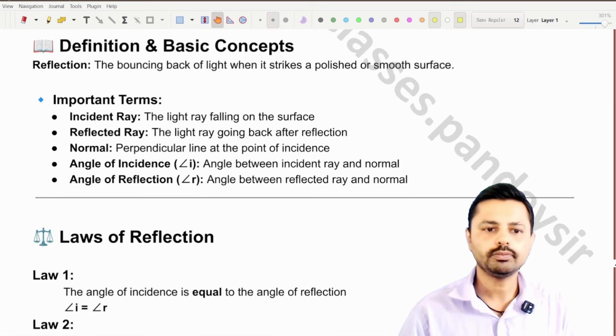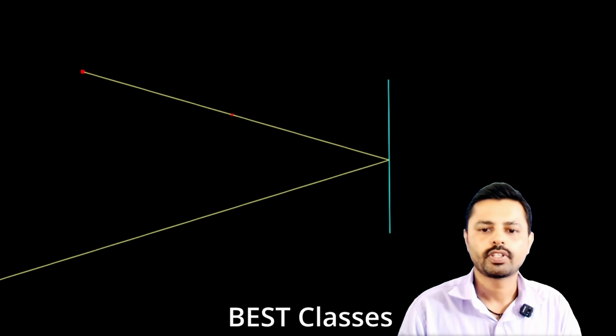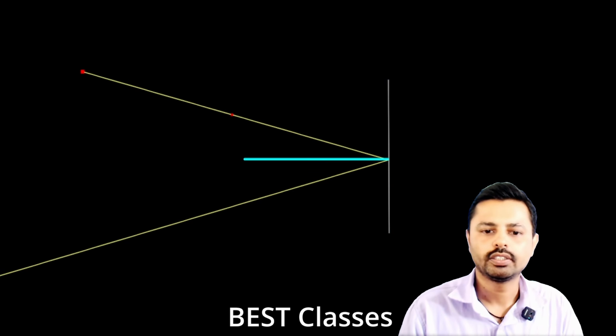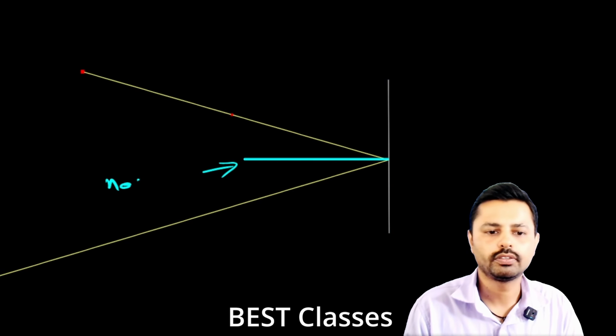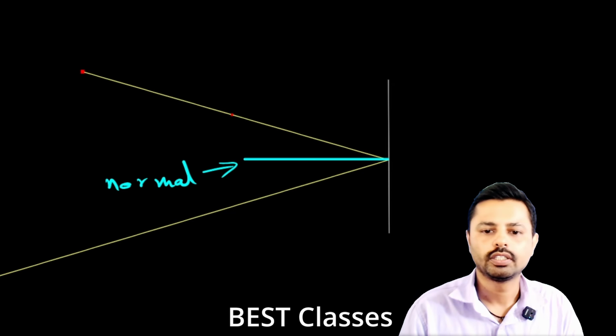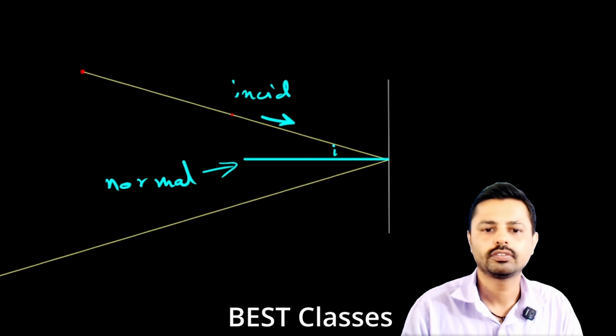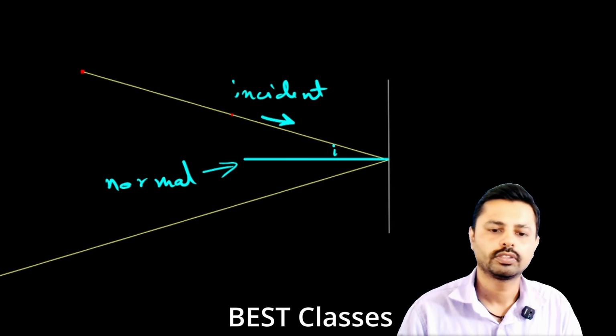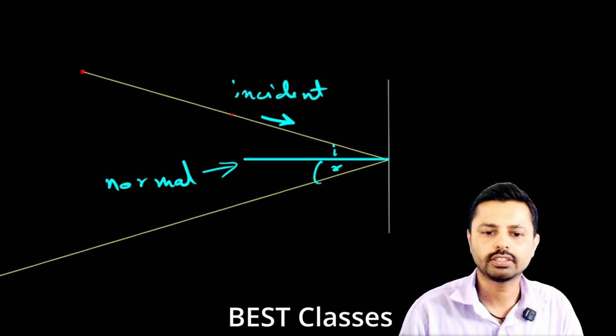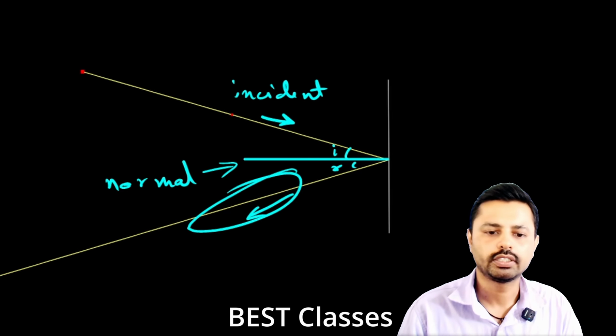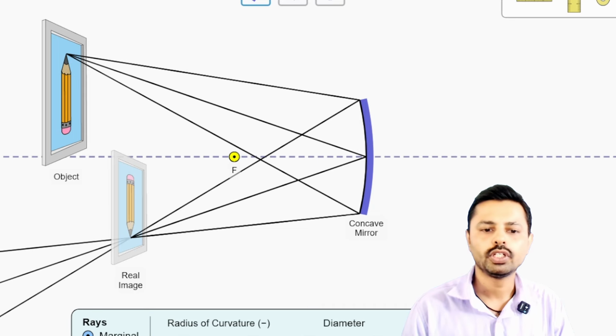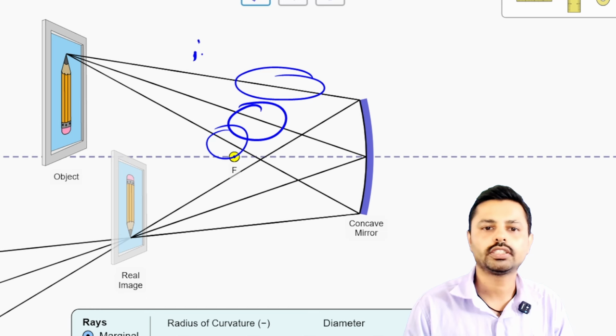What is incident ray? Now on this mirror, this line, it's normal. This is angle of incident ray. And this is angle of refraction. So this ray is refracted ray. Which one is incident ray? Is it incident? No. This ray, and this ray. These are incident ray.